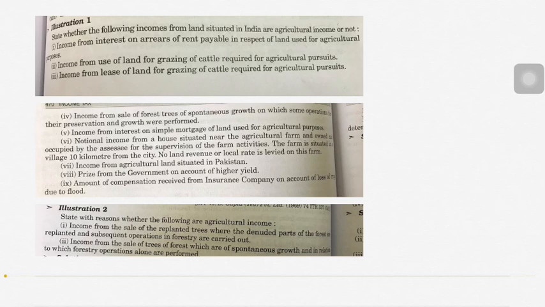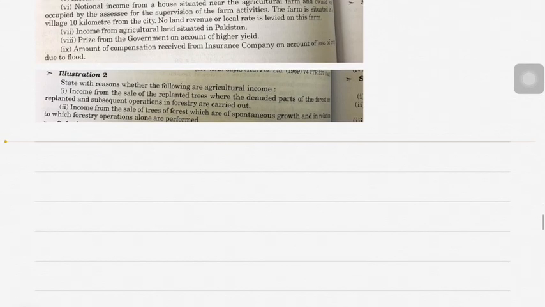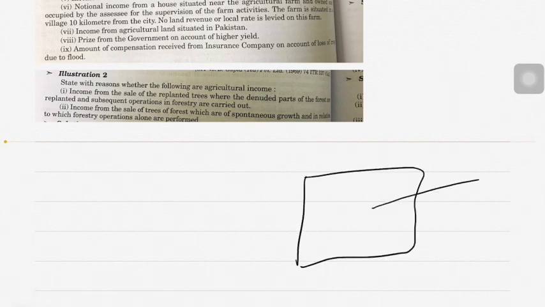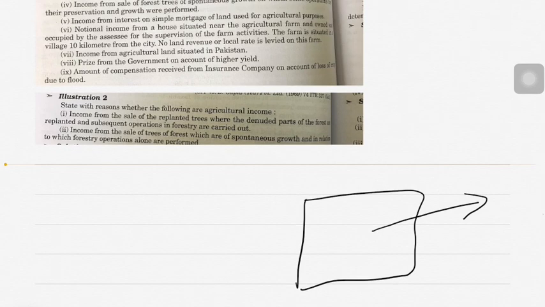Now let's find whether the given income is agricultural income or not. Income from interest on arrears of rent payable in respect of land used for agricultural purpose. Now I have a land. I have given it for rent to somebody else, and that person pays me rent. So the rent which I receive is an agricultural income, correct? As per the definition, the rent received from an agricultural land used for agricultural purpose is an agricultural income.